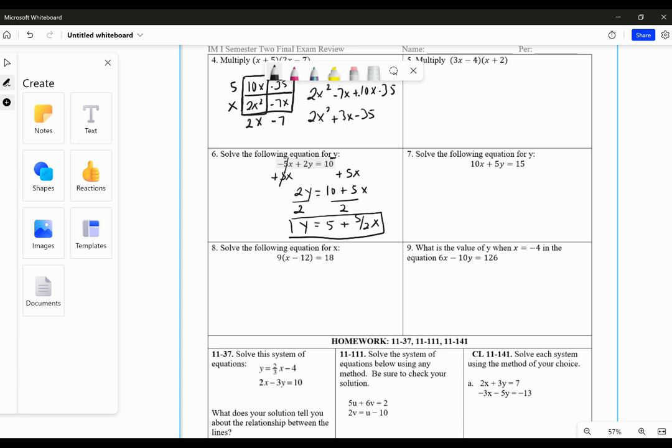So make sure you pay special attention to what it says. Here it says y, here it says y. This one says x, so you have to solve for x. And this one says, what is the value of y when x is negative 4?